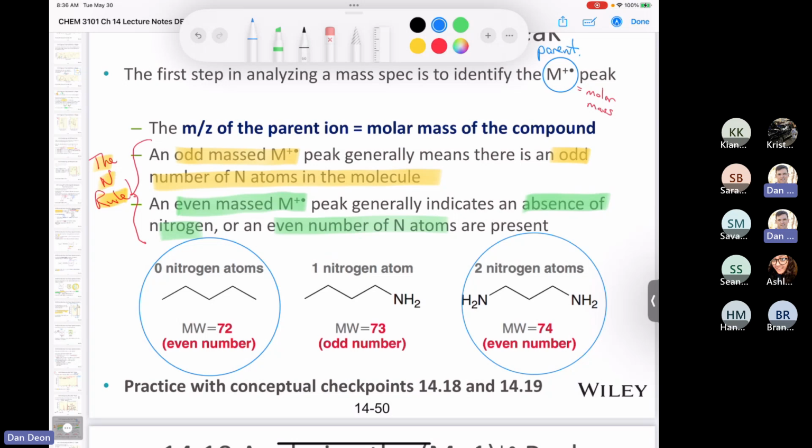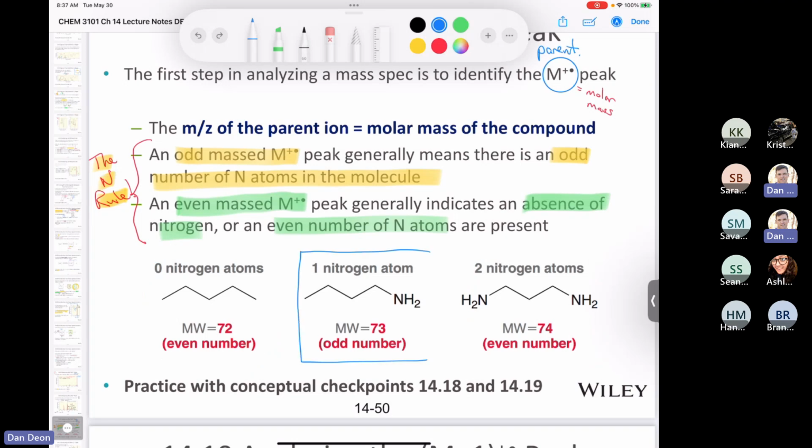But again, the nitrogen rule, usually what my students just kind of hitch their wagon to is this. If you have an odd number of nitrogens, you get an odd mass. That's the end of it.